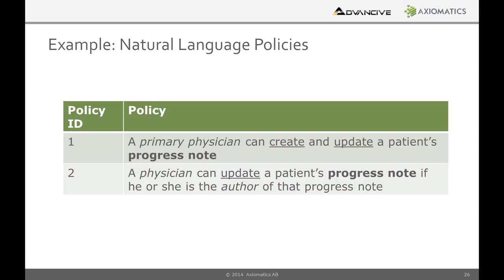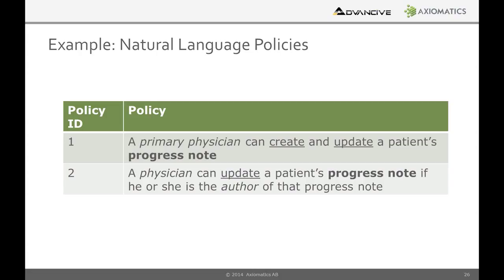And also, when I write the natural language policies, I like to highlight certain constructs of that policy to help me identify the resources, the objects, the actions, and the additional attributes. So, for example, I bolded the progress note because that's going to be the resource that we're going to be protecting access to. Create and update are actions, so I underline those. And then the additional attributes that are going to be required to enforce that policy, I put in italic.